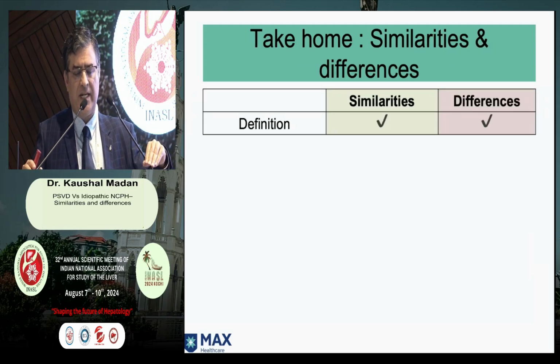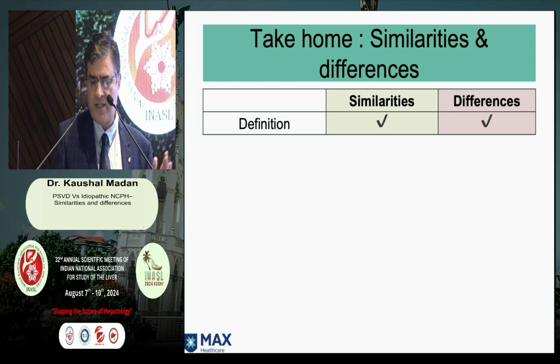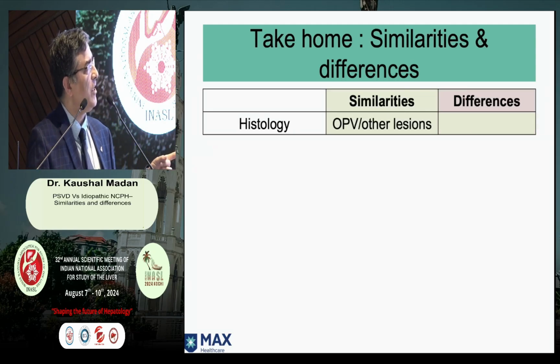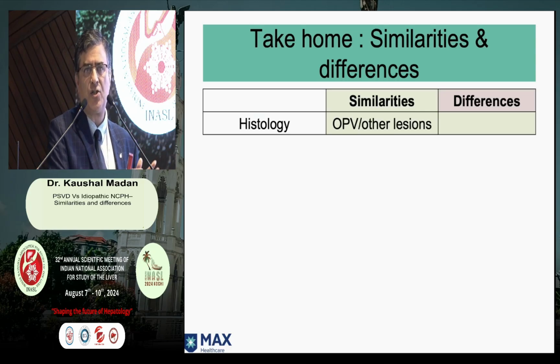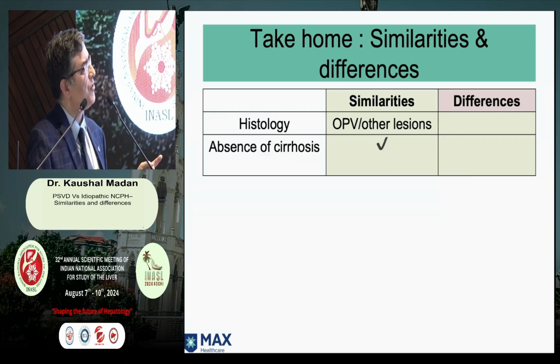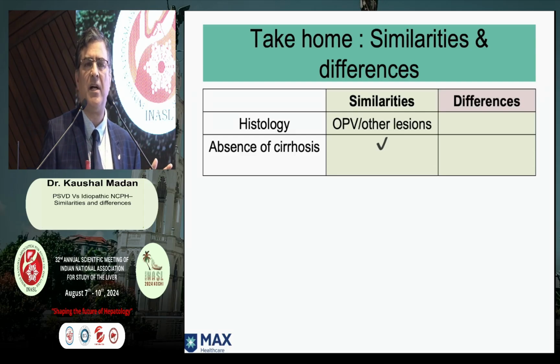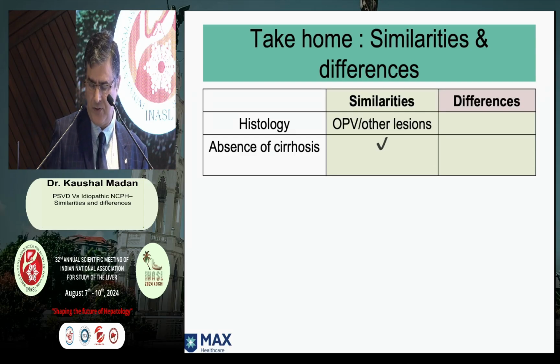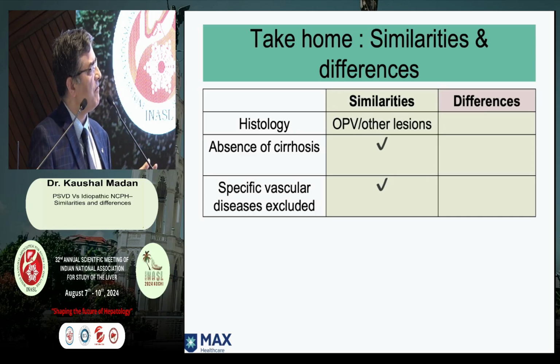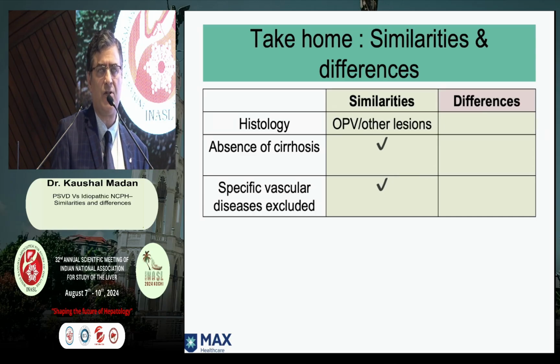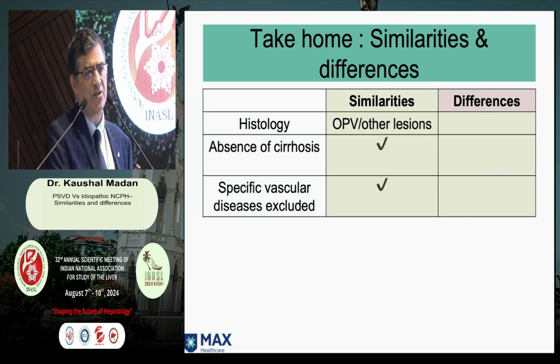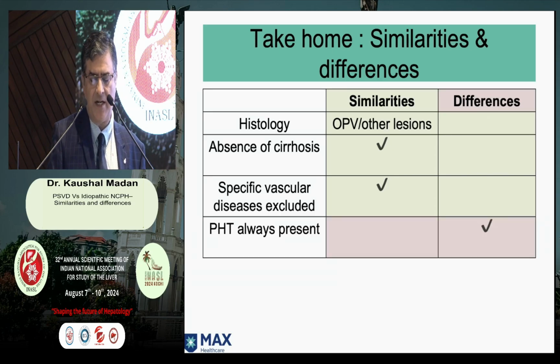So these are my summary slides. Take home of similarities and differences. Definition, yes, there are many similarities, many differences. What are these? Histology. OPV is a lesion which is defined in both the conditions. So OPV has to be present in INCPH, but OPV is a defining lesion for PSVD. Absence of cirrhosis is a similarity. In both conditions, there is absence of cirrhosis to define them. Specific vascular diseases excluded. I told you sinusoidal obstruction syndrome, sarcoidosis, other vascular disorders are excluded in both. So that is a similarity.